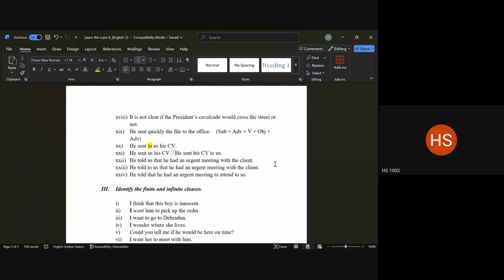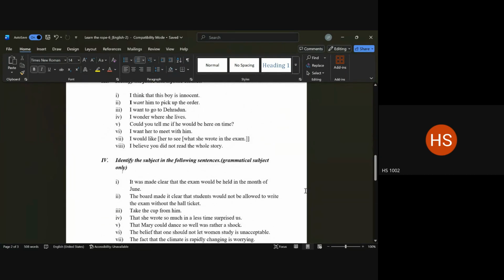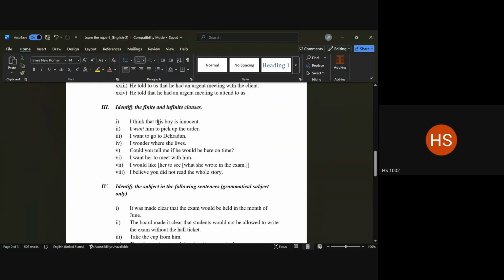Okay, so I think I have a few more things. This might take a bit more time. I don't want to drag on any further today because finite and infinite clauses are an easy thing. But more than that, the subject, that clause, I need to spend some time on. We'll take this up in the next class. We continue it in the next class.